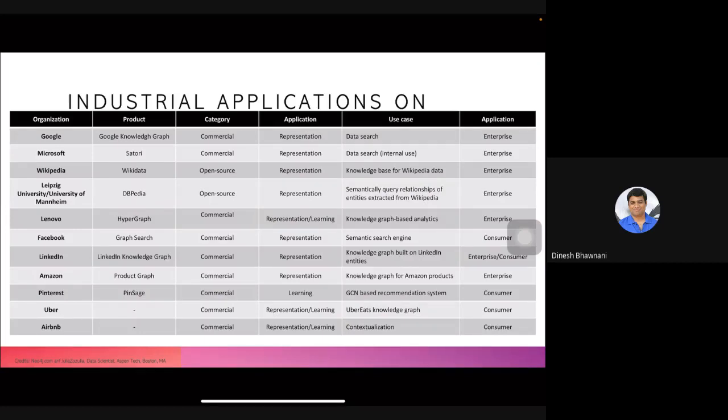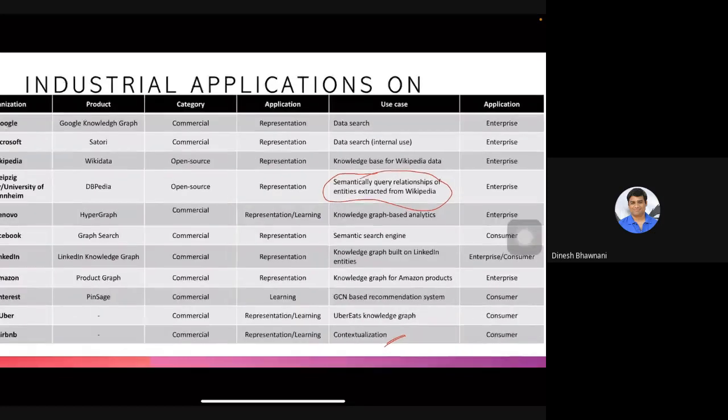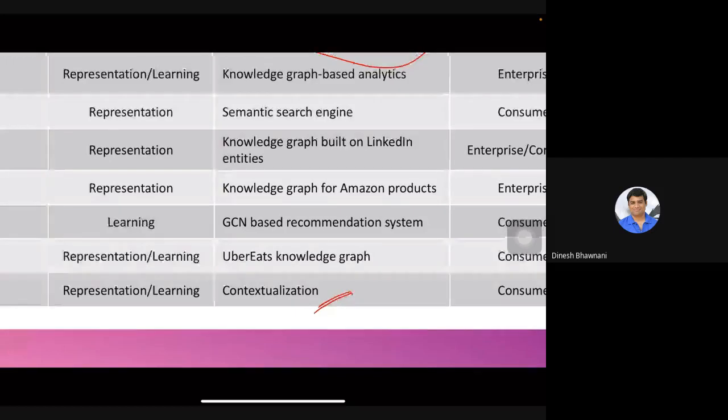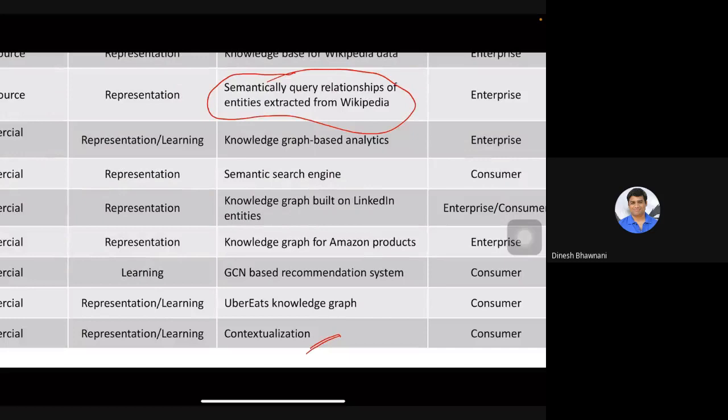Okay, Wikipedia is using a knowledge base for their data. Leipzig University is doing semantic query. So there are different use cases. Airbnb is trying to contextualize. Contextualization is an amazing use of recommender systems. One of them is not so good for the consumer but very good for the e-commerce vendor.